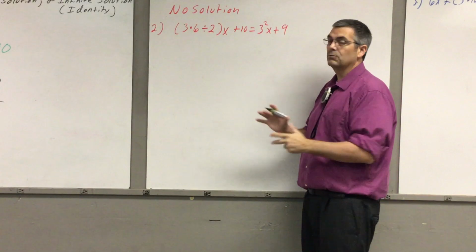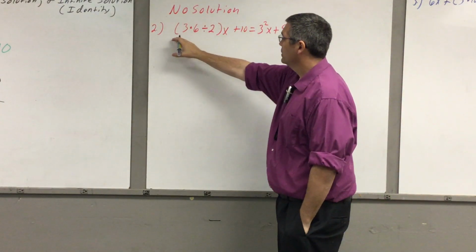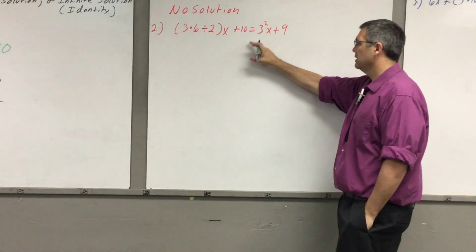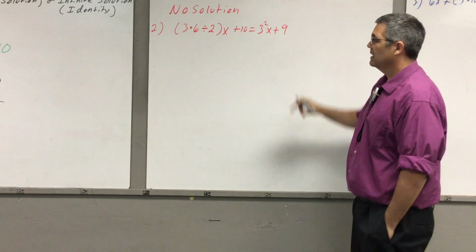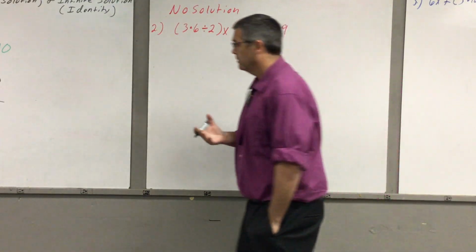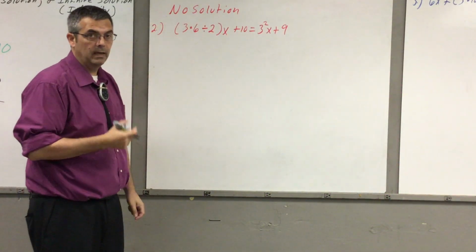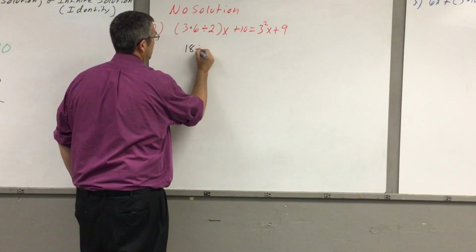So we're going to do the things that we can do first. So orders of operations, parentheses 3 times 6 divided by 2 parentheses times x plus 10 equals 3 to the second times x plus 9. Okay, I'm going to follow orders of operations here, right? 3 times 6, 18.